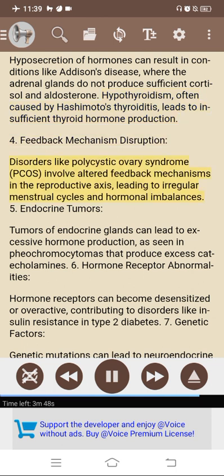4. Feedback mechanism disruption. Disorders like polycystic ovary syndrome (PCOS) involve altered feedback mechanisms in the reproductive axis, leading to irregular menstrual cycles and hormonal imbalances. 5. Endocrine tumors. Tumors of endocrine glands can lead to excessive hormone production, as seen in pheochromocytomas that produce excess catecholamines. 6. Hormone receptor abnormalities. Hormone receptors can become desensitized or overactive.